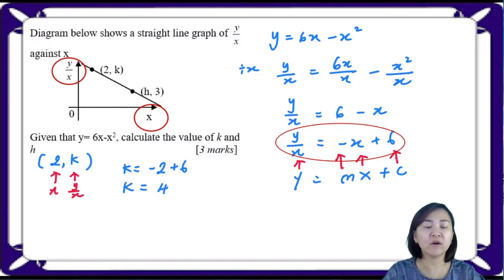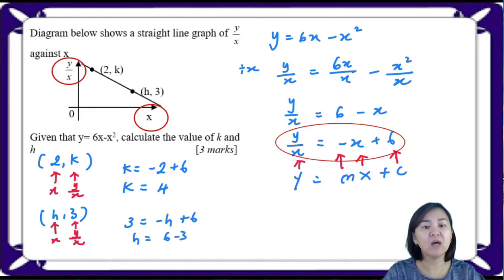After we find the value of k, use the same method to find the value of h. Copy down the point h, 3. Identify the value of x and the value of y over x. Substitute into the linear equation. Therefore, 3 equals negative h plus 6. To get the value of h, it is equal to 6 minus 3. So the last answer for the value of h is equal to 3.